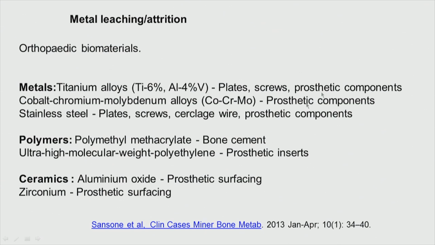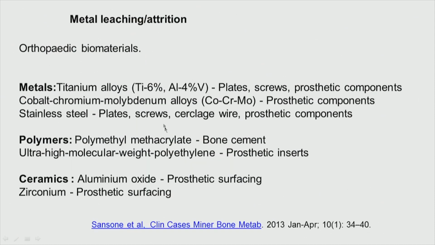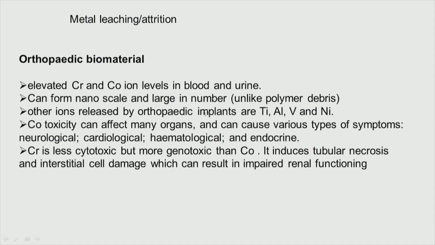So you could have metal leaching or metal debris, even polymer debris are also possible, but more than polymer debris, metal leaching causes more problems actually, because elevated chromium, cobalt in blood and urine are observed in some cases. They can even form non-scale and large in number, unlike polymer. Other ions that are also released are titanium, aluminum, vanadium and nickel, but cobalt is the main culprit, okay. That is a big problem.